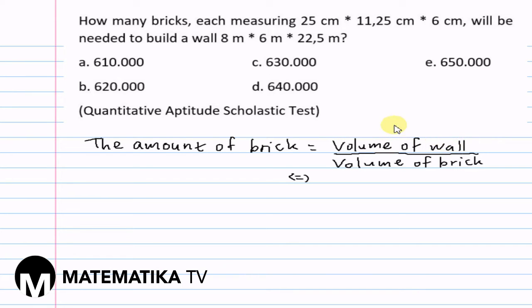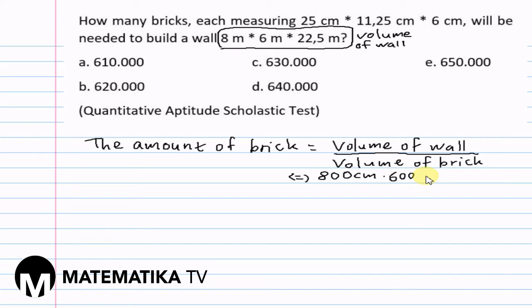The volume of wall is 800 centimeter times by 600 centimeter times by 2,250 centimeter divided by what is the volume of brick?